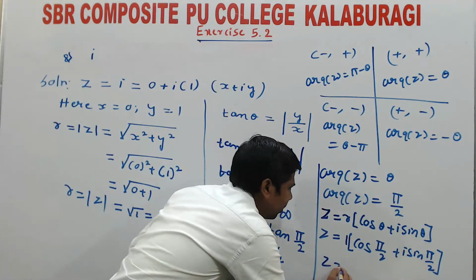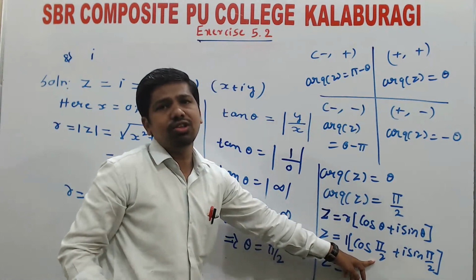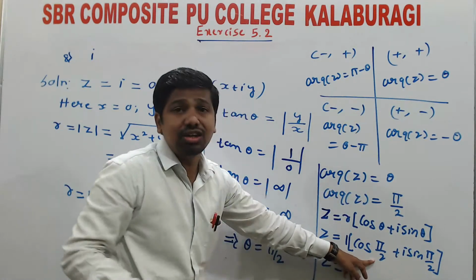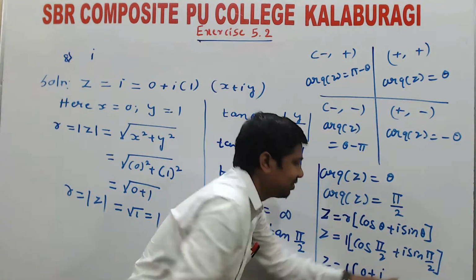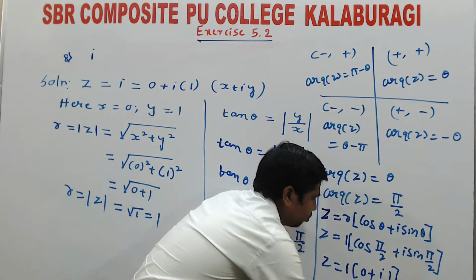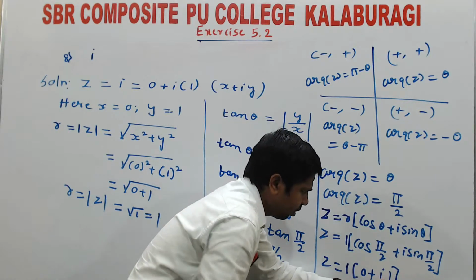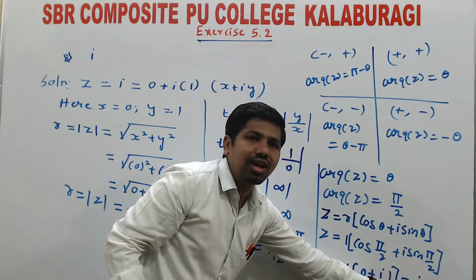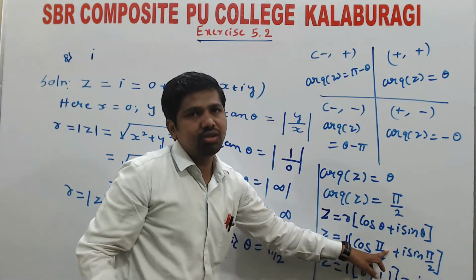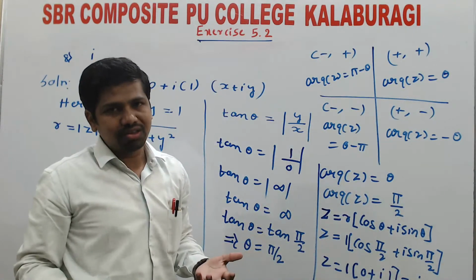If you replace, what is cos 90? Cos 90 is 0, plus i into sin 90, which is 1. So 0 plus 1 into i is just i. Again I am getting the same thing. It means representing this Cartesian form in the polar form. That is one of the representations of a complex number, right?